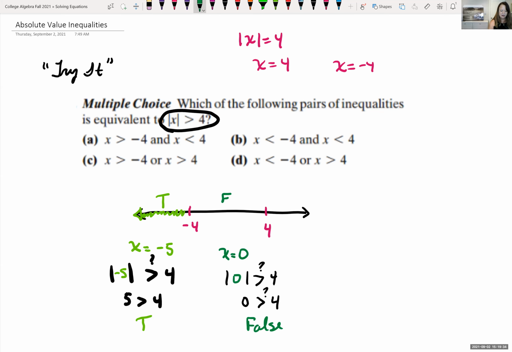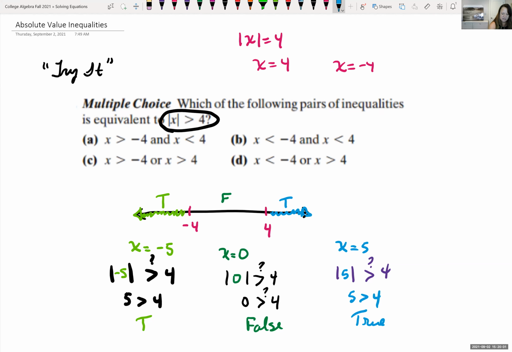So nothing that we would have chosen in between -4 and 4, not including those values, would have given us a true statement. Whereas if we chose anything bigger than 4, so how about 5? Check it, and we can see that the absolute value of 5 is greater than 4. So this is true. So everything to the right of 4.